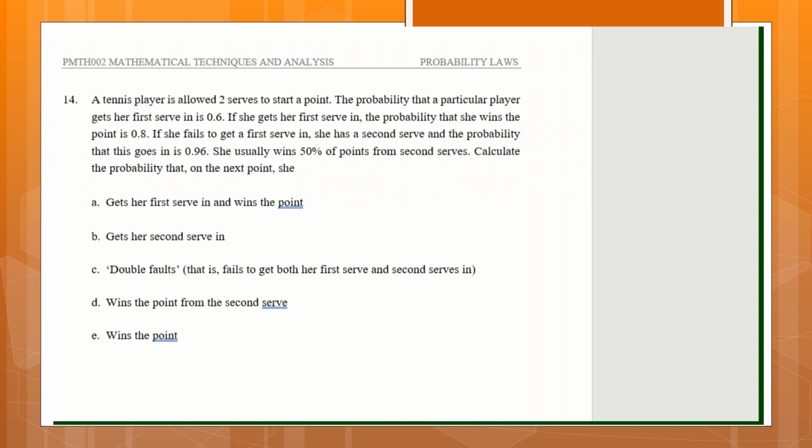All right. A tennis player is allowed 2 serves. The probability that a particular player gets a first serve in is 0.6. This is also a tree diagram. If she gets a first serve in, the probability that she wins the point is 0.8. So this is also a tree diagram. I want you to draw it, answer the question and try it on your own first.